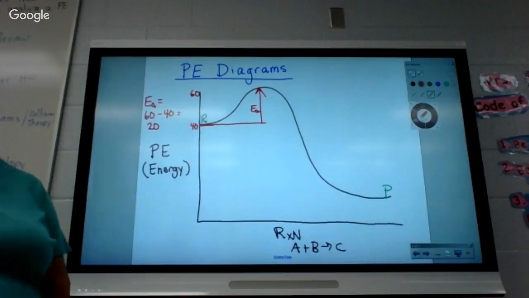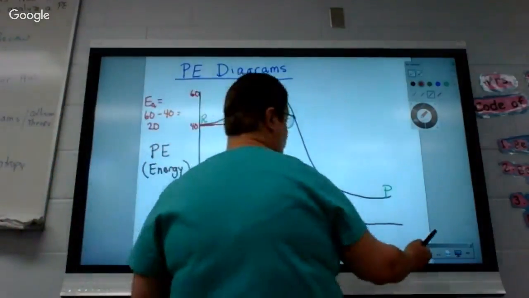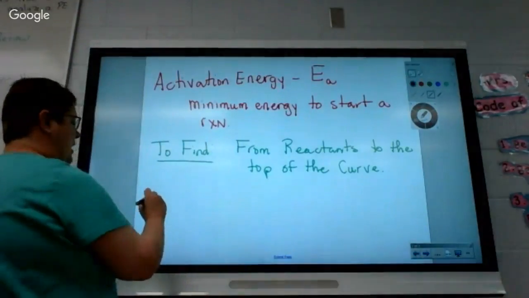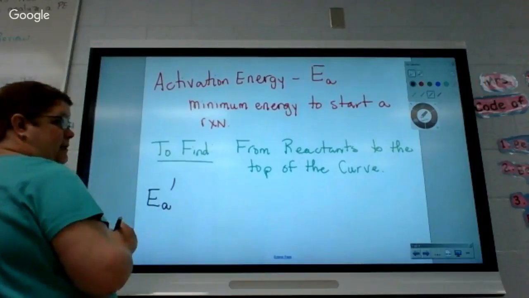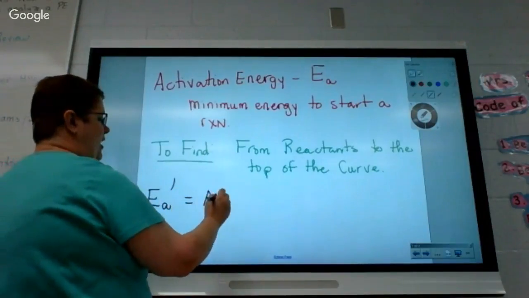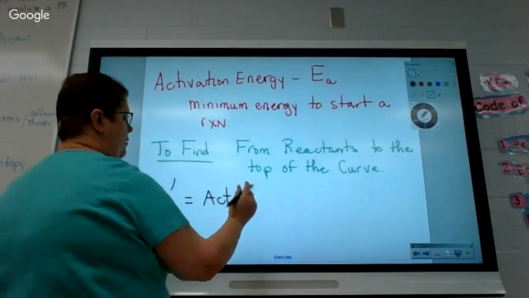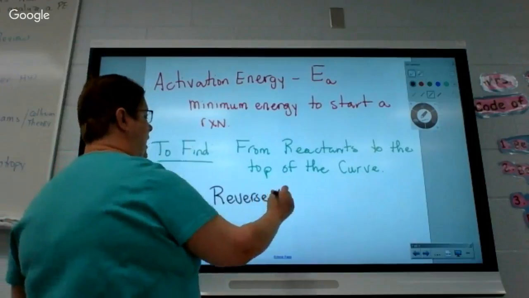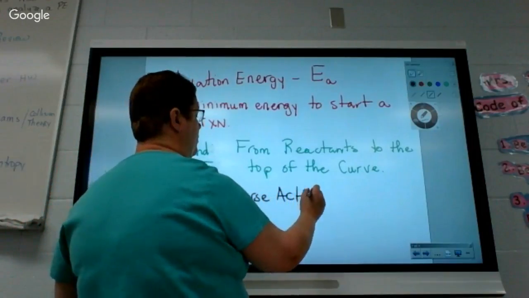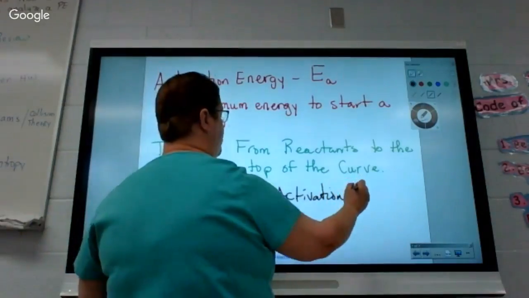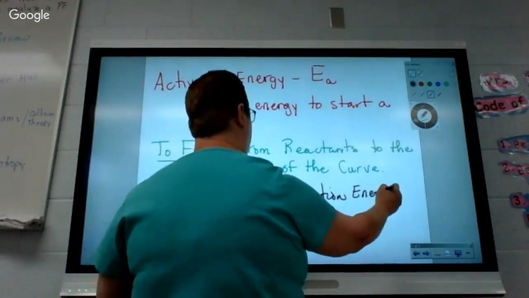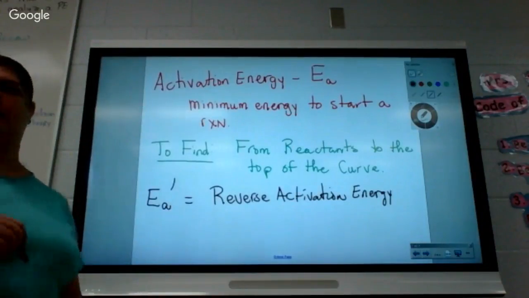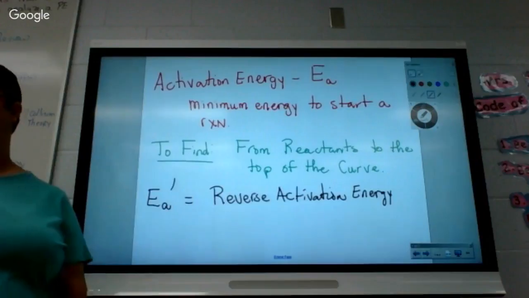Now, we have to do something else with activation energy. So let me cruise back over here. All right, you also have to find EA with that. This is called activation energy. Let me say this, reverse activation energy. Let me write it that way. Reverse activation energy. Okay, reverse activation energy. Now, that's EA with an accent mark.